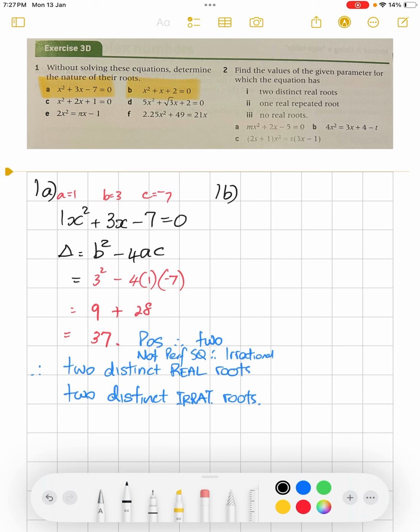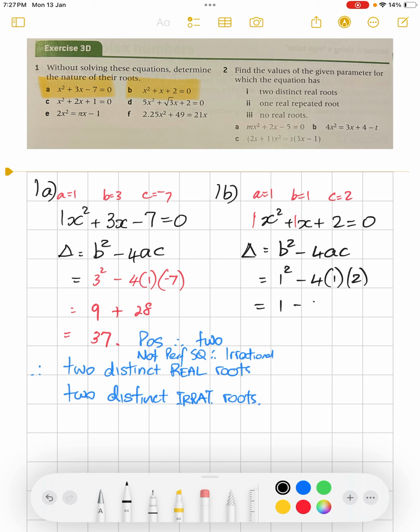Okay, let's look at part B. x squared plus x plus 2 equals 0. So a is 1, b is 1, c is 2. Let's look at the value of the discriminant. The discriminant is b squared minus 4ac. So 1 squared minus 4 times 1 times 2. So it's 1 minus 8. Well, okay, we get negative 7. Well, you cannot get the square root of negative 7. That would be part of it.